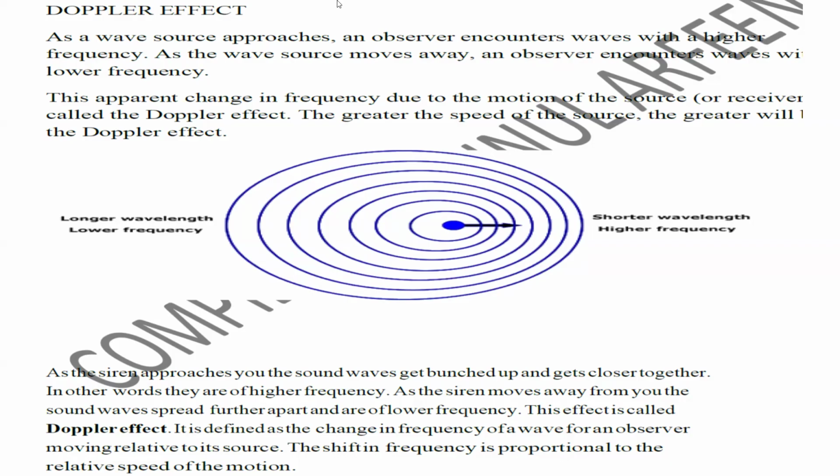Actually, the Doppler effect is a relative change in the frequency or the wavelength when the source and observers are moving towards each other or away from each other. Let's take a simple example. Say we have a source, S, representing a source of wave. It can be a sound wave, it can be a light wave, any wave.